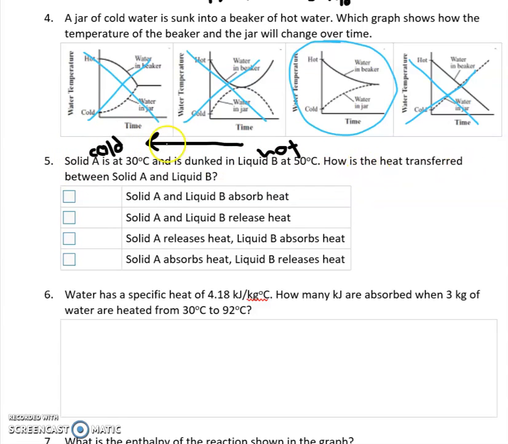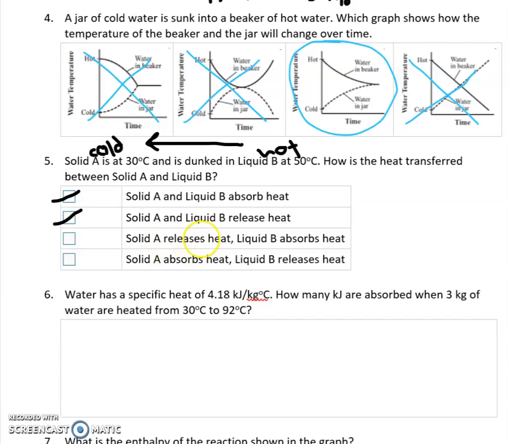So the question is, how is heat transferred between solid A and liquid B? Let's see. Solid A and liquid B are both absorbing heat. Well, that's not right, because one of them is hotter, so one of them has to be releasing heat and the other absorbing. Sorry, that's my dog. All right, next one. Solid A and liquid B release heat. Well, liquid B would release heat because it's hot, but solid A is colder. Why would that one be releasing heat? That doesn't make sense, so it's not B.